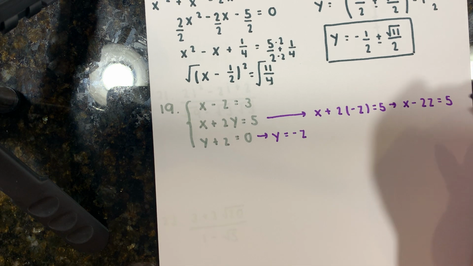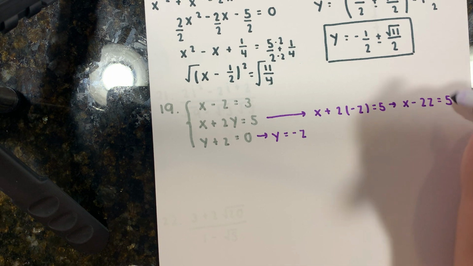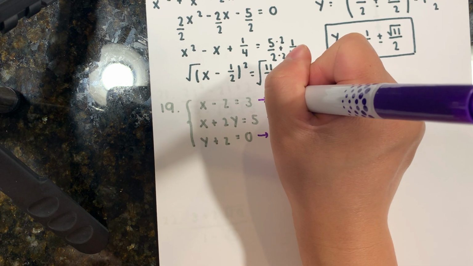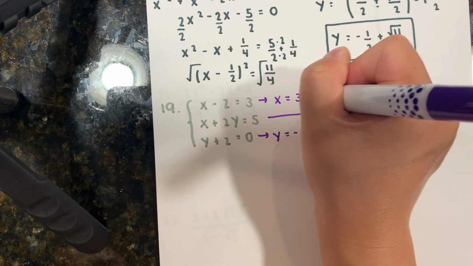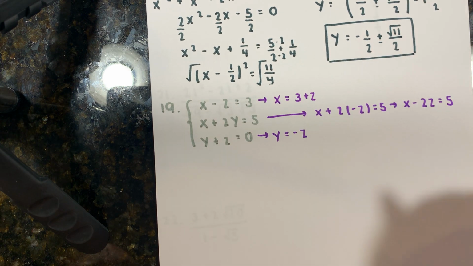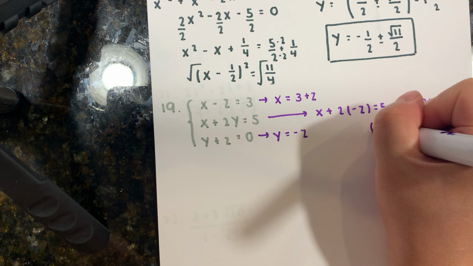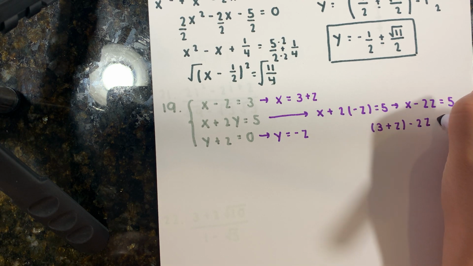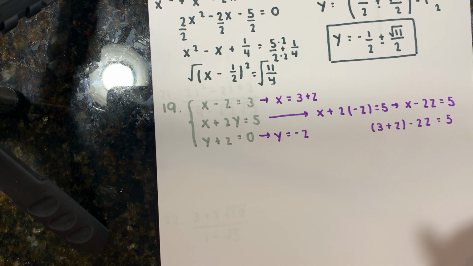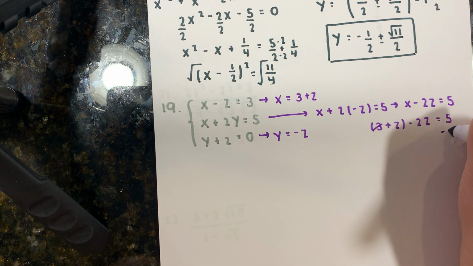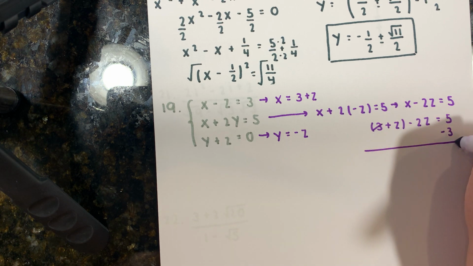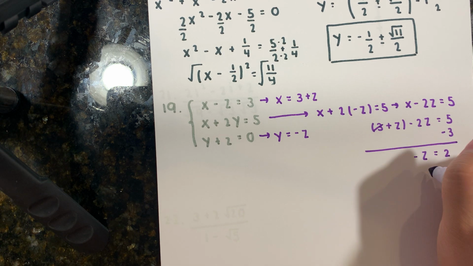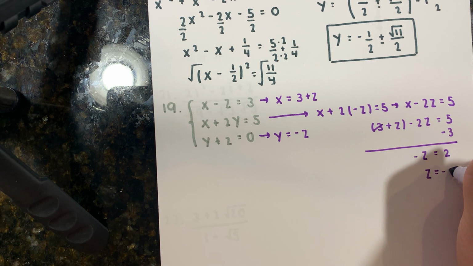And now I'm going to do substitution or elimination with this equation and this equation here. If you want to do substitution, you can solve this equation for x, which would be 3 plus z. And when I plug that in, it's going to be 3 plus z minus 2z equals 5. Move the 3 and add the z's, so that would be negative z is equal to 2. So therefore z is going to be equal to negative 2.